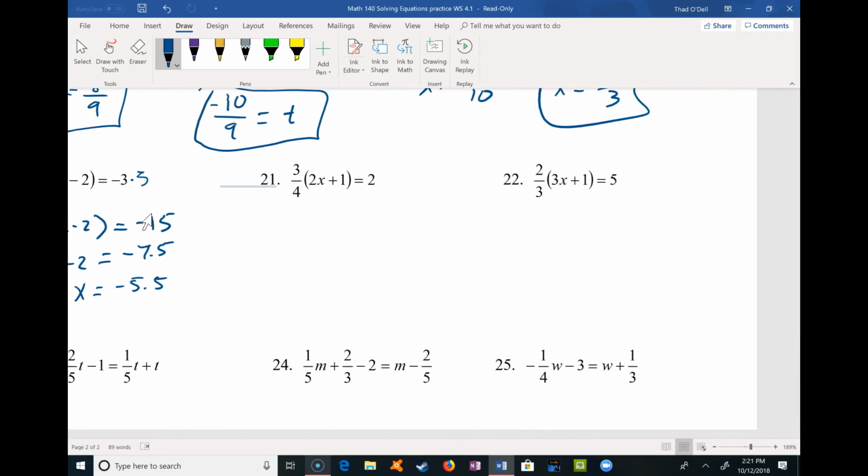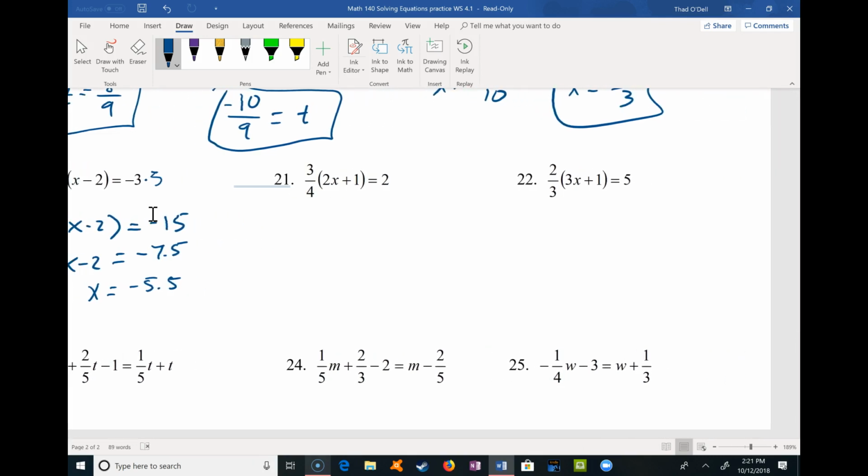Okay. Once again here, I could multiply both sides by 4. That would give me 3 times 2x plus 1 is equal to 8. This time I'm going to do it the other way. 3 times 2x would be 6x plus 3 equals 8. Then I subtract 3 from both sides. That would be 6x is equal to 5. Divide by 6 and I get x equals 5/6.